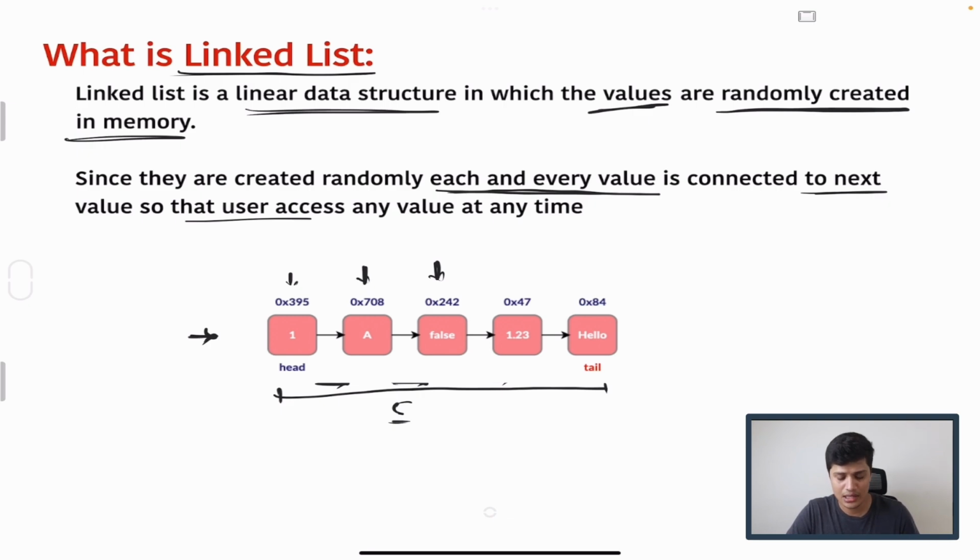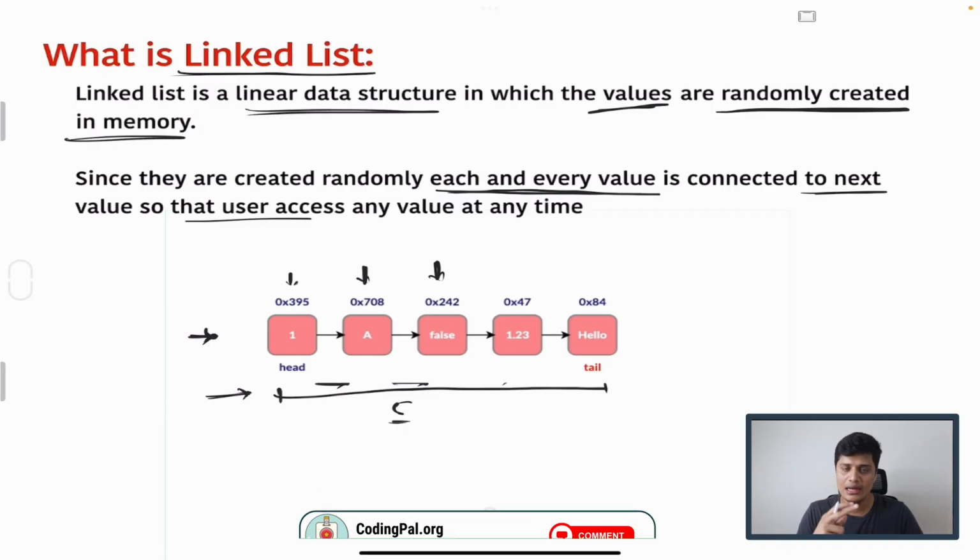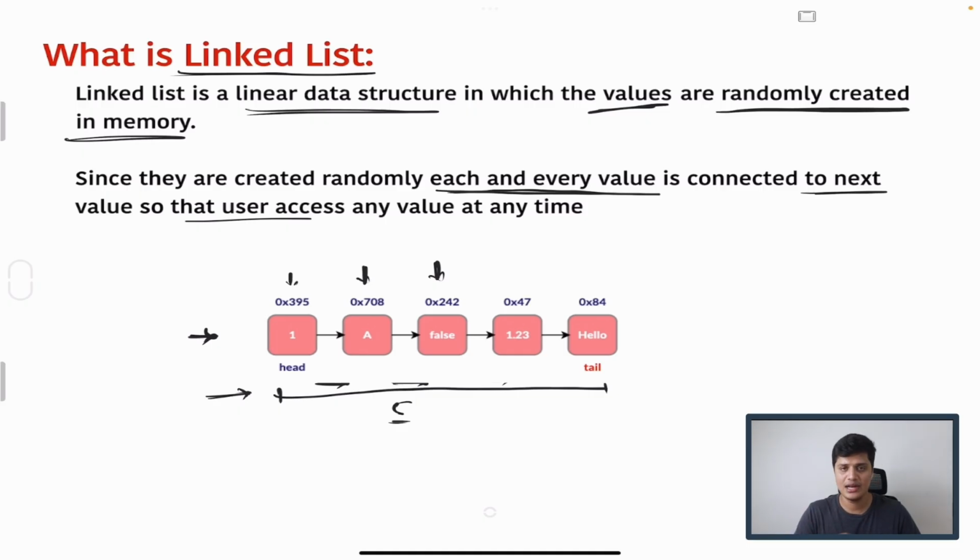Remember that here I'm explaining on a singly linked list, but based on the way we are arranging the values, based on the way we have access to the next and previous values, and based on whether the linked list is circular or not, there are types like singly linked list, doubly linked list, and circular linked list. Those are something that we will be discussing in the future, but here we are trying to understand what exactly is a linked list.